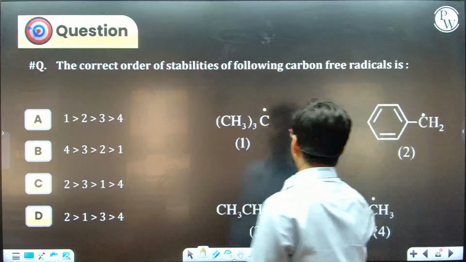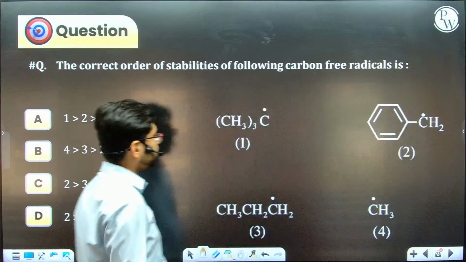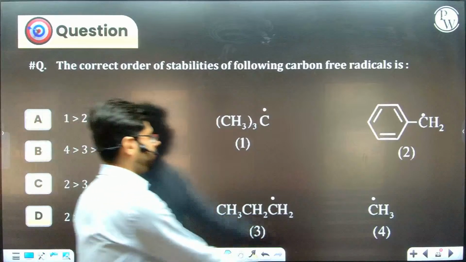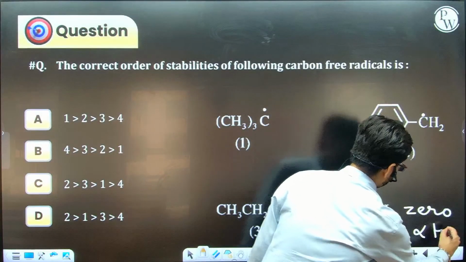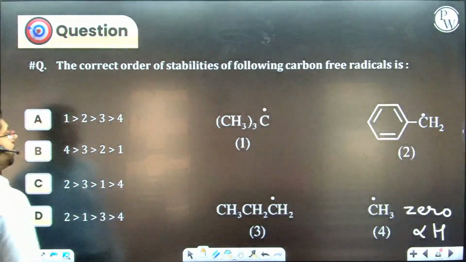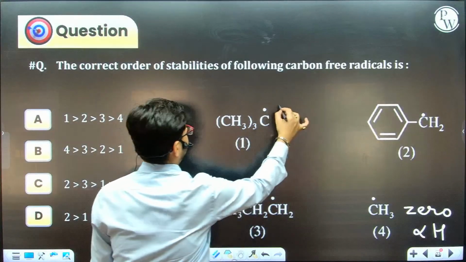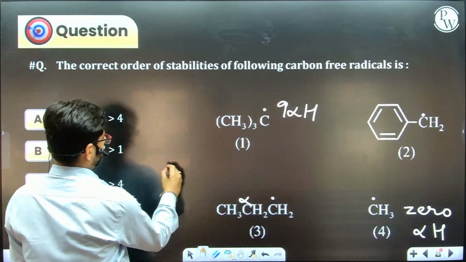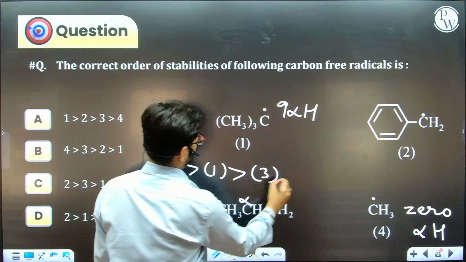Radical. So the most stable radical will be this one because we have resonance between the pi bond and the radical. So 2 is the most stable free radical. The least stable will be 4 because this has 0 alpha hydrogen. No alpha hydrogen, no resonance. Right? This will be more stable than 3 because there are 2 alpha hydrogens here, whereas here we have 9 alpha hydrogens. So 2, 1, 3, and then 4.